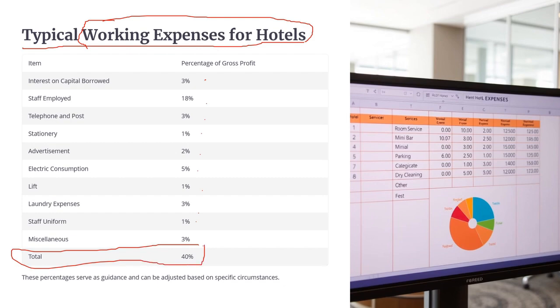These are generally guidelines, and you can adjust the percentage based upon specific circumstances. These are just guidelines, not actual.